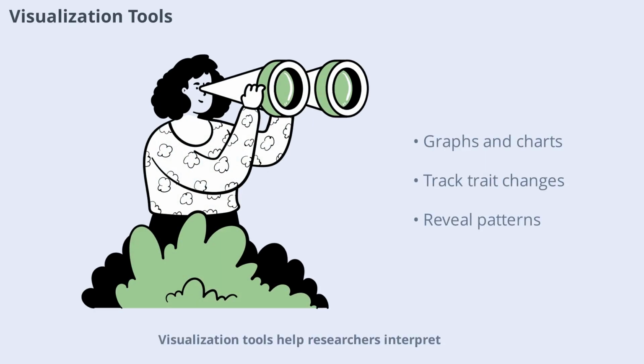Visualization tools help researchers interpret the results of evolutionary simulations. Graphs, charts, and animations can show how populations change over time, track the spread of traits, and highlight key evolutionary events.